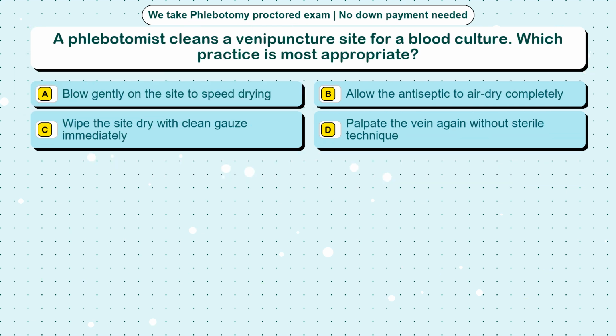Question 48. A phlebotomist cleans a venipuncture site for a blood culture. Which practice is most appropriate? Option A, blow gently on the site to speed drying.